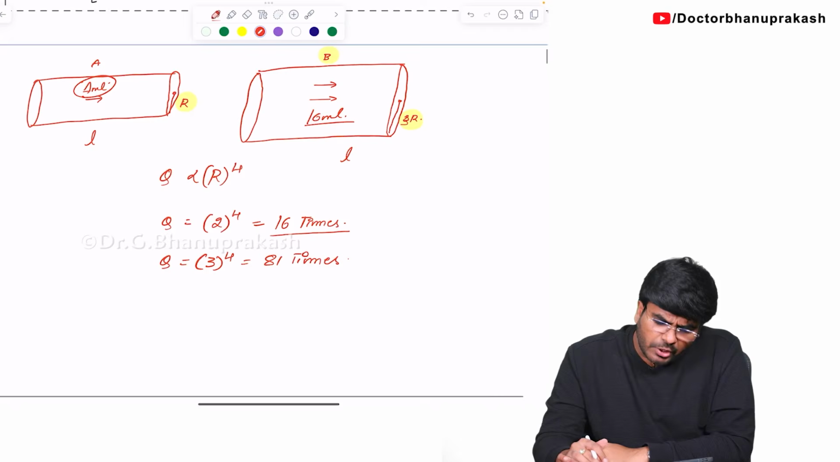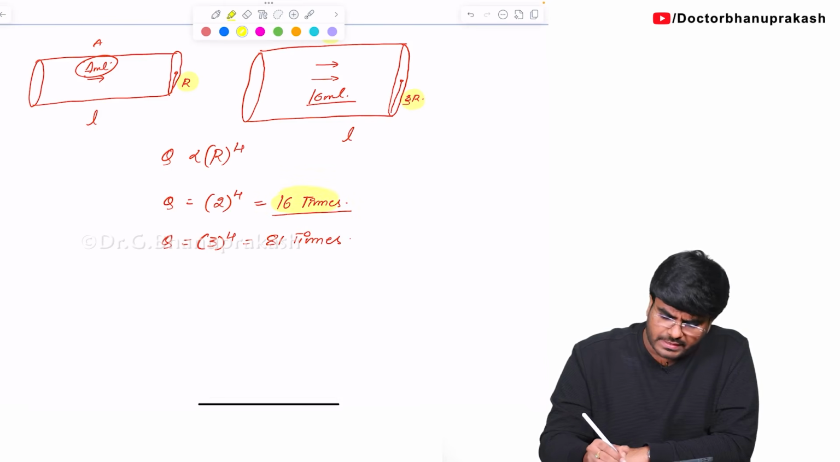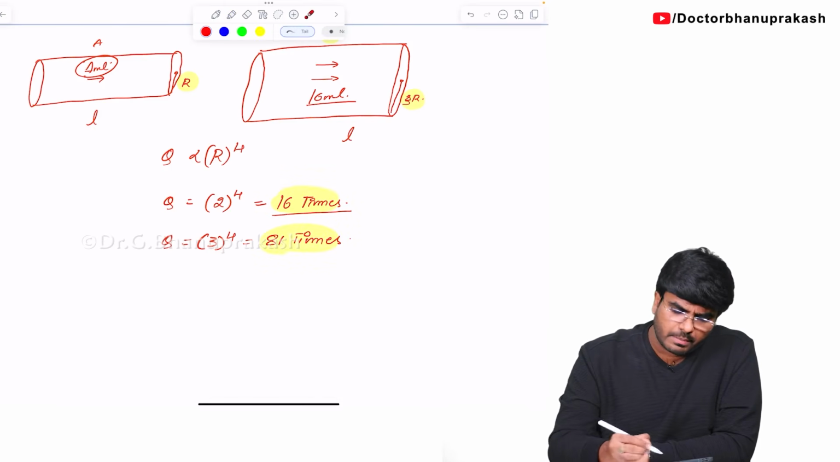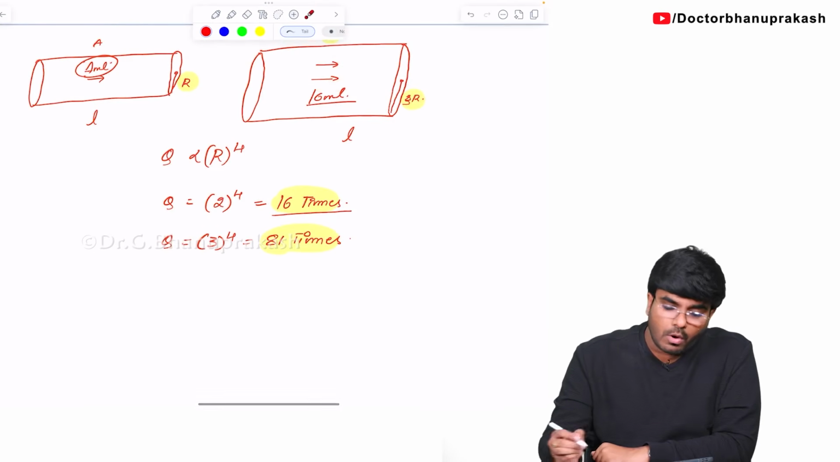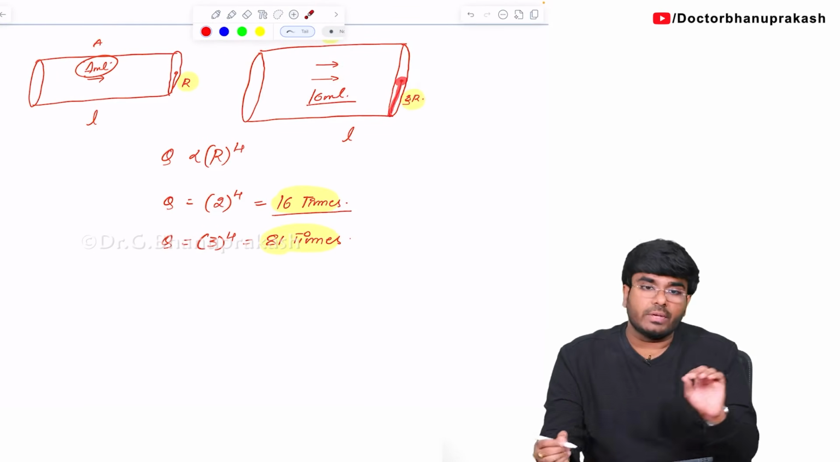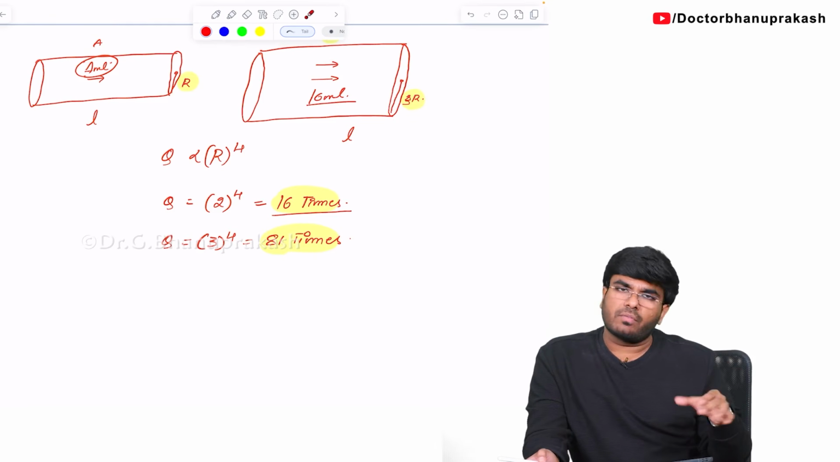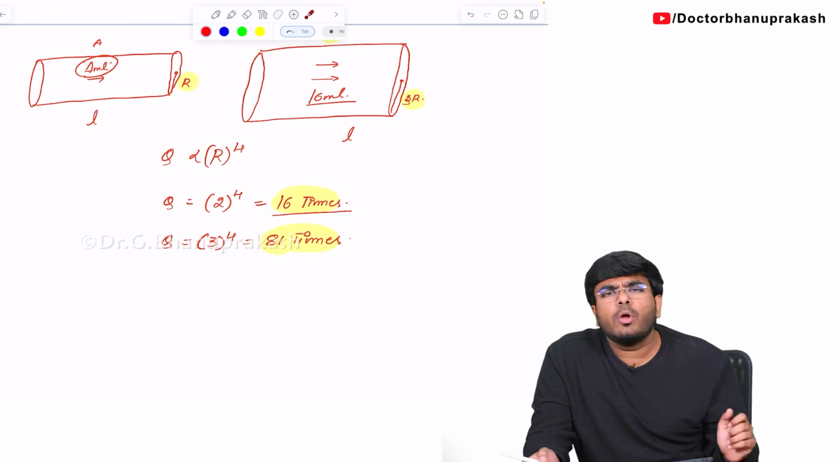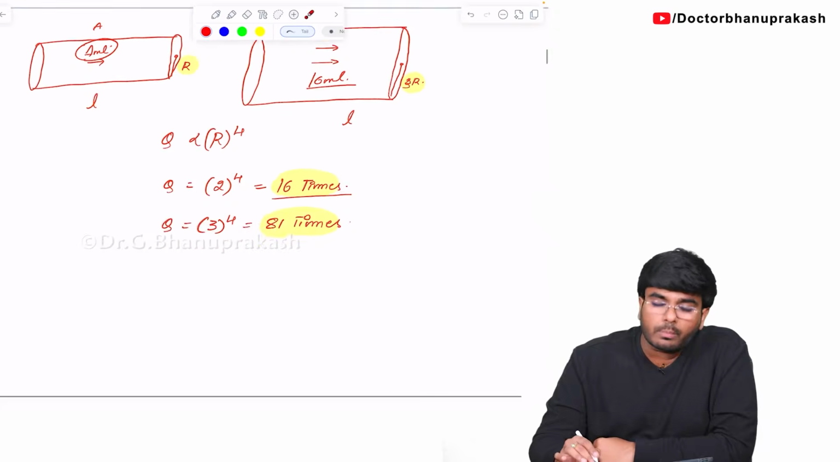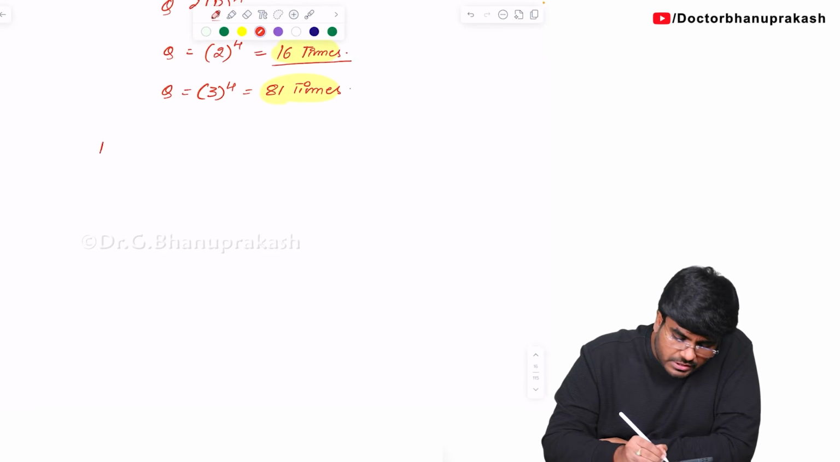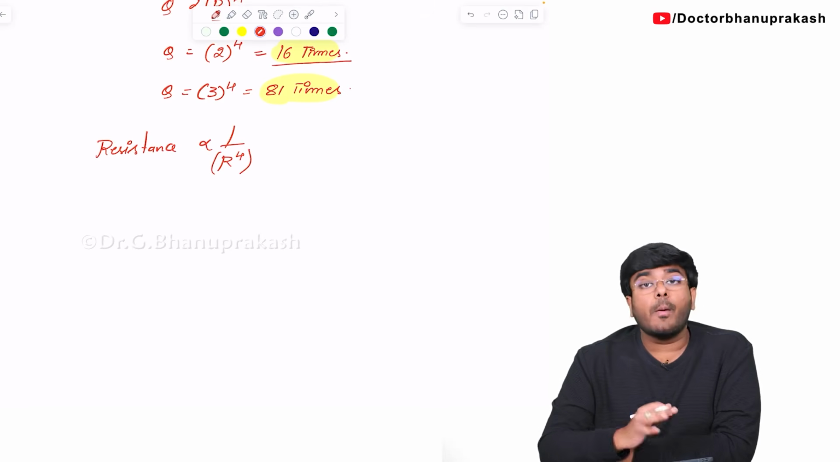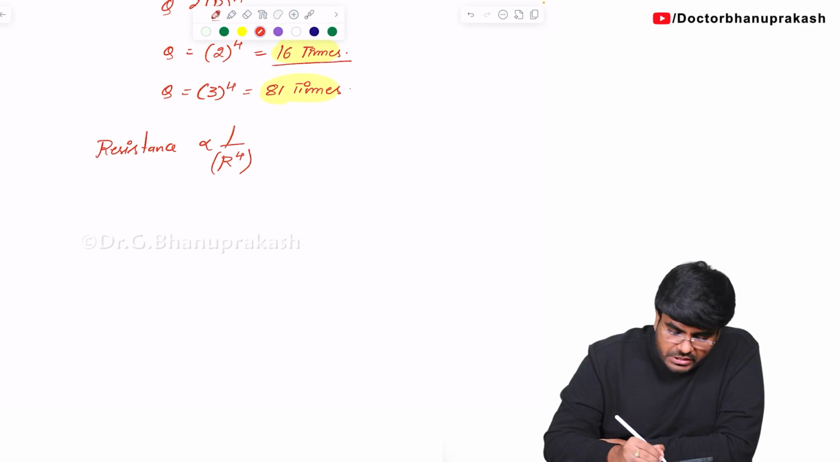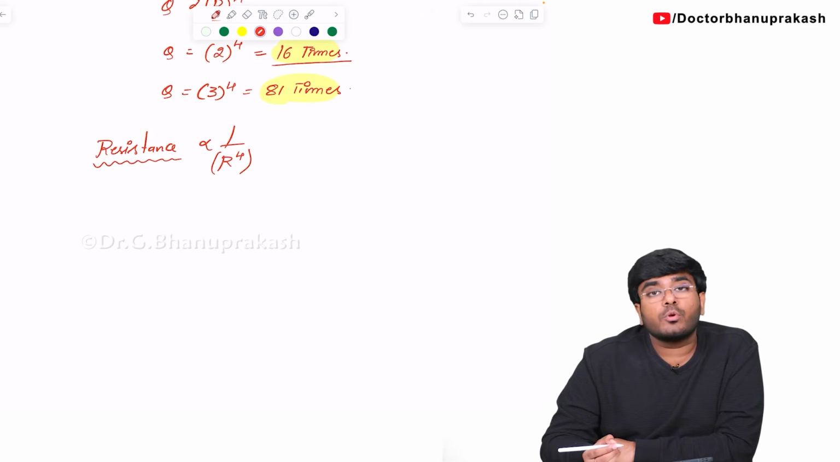Now you might be thinking, sir, why is blood flow increasing? When compared to blood vessel A, blood vessel B has more blood flow, no doubt, but why? What is the reason that if the radius increases, blood flow increases? Why is more blood going? It's because you have to know one more formula: resistance is inversely proportional to radius to the power of 4.